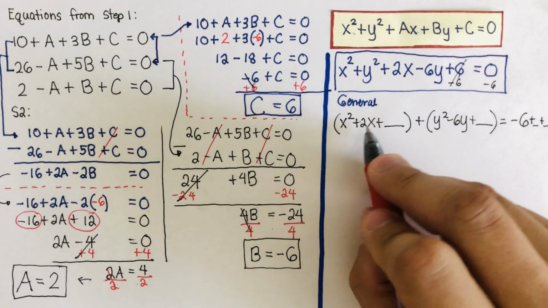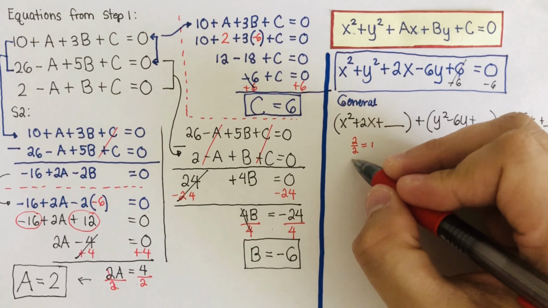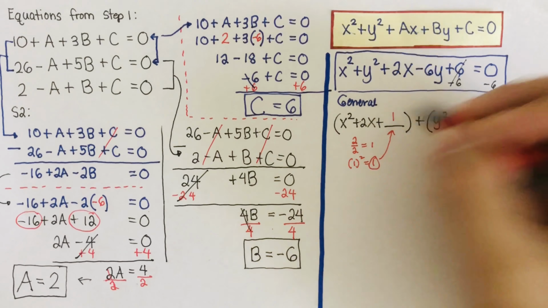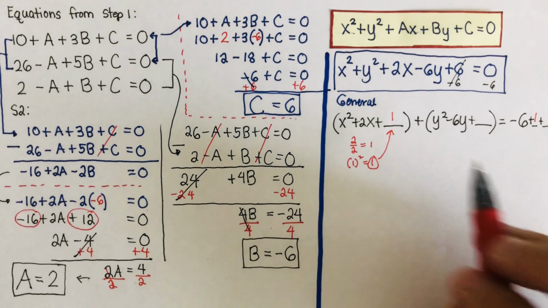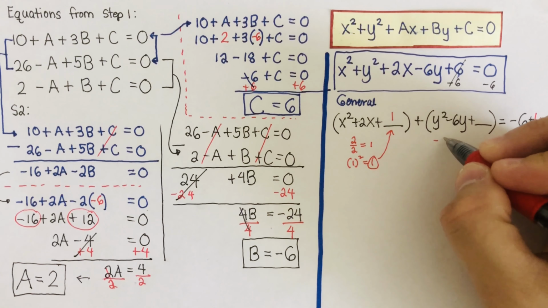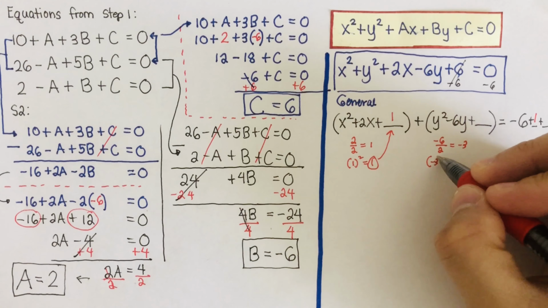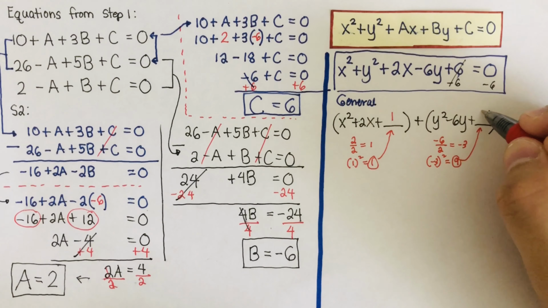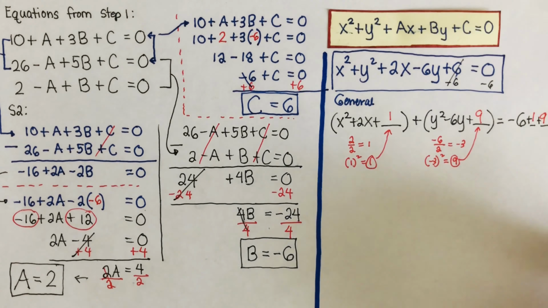First, we take half of the middle term. So 2 divided by 2 is 1, and then we square it. 1 squared is 1, and that's the number that we put in here. So I add 1 also on the other side. Then we move on to the other one. The middle term is negative 6, so negative 6 divided by 2 equals negative 3. Then negative 3 squared is equal to positive 9, and that's the number that we write here. So that's plus 9, and I also add 9 on the other side.